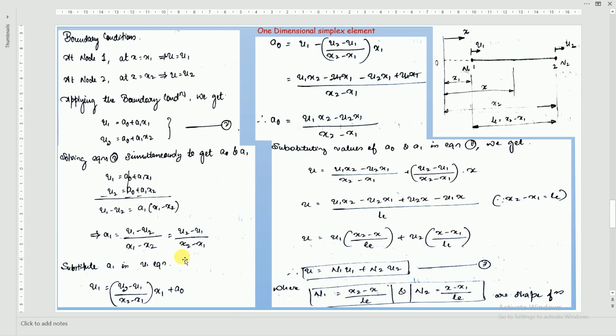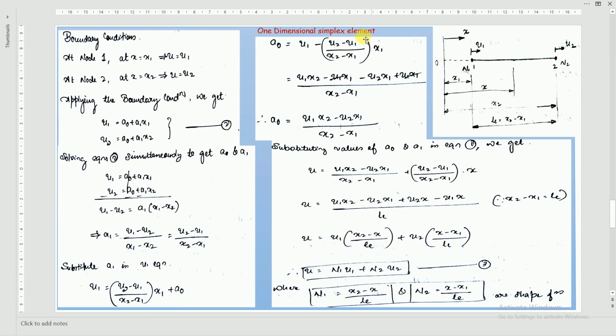So once you get this a1, in order to find out a0, what will you do? You will substitute the value of a1 in any of these two equations. So in the equation u1, in place of a1, you substitute u2 minus u1 divided by x2 minus x1 into x1, plus a0. Now you want the value of a0, right? So this you take it on the other side. This is what you get: a0 equal to u1 minus u2 minus u1 divided by x2 minus x1 into x1.